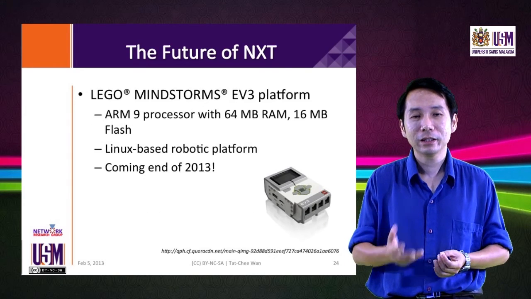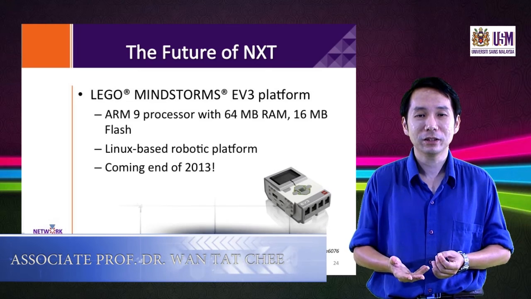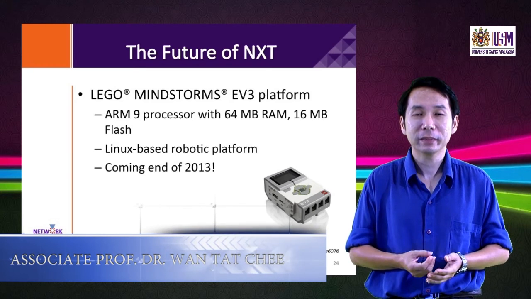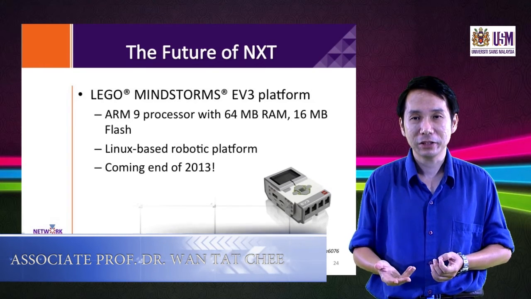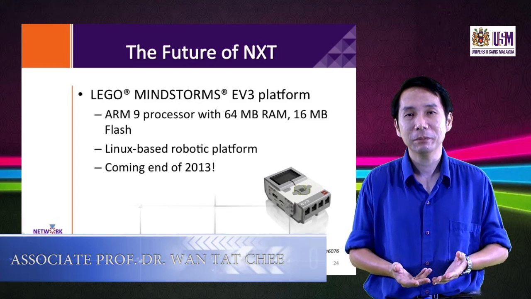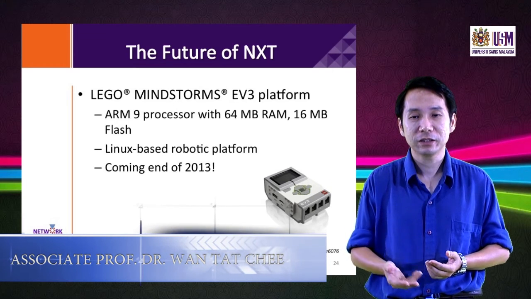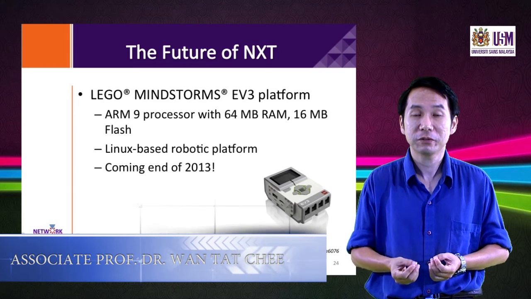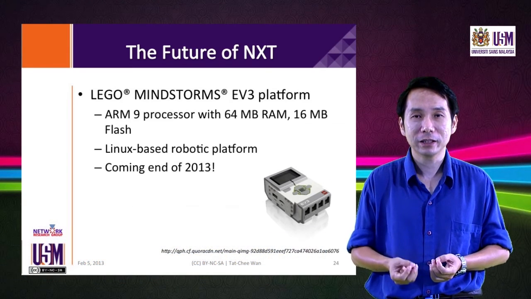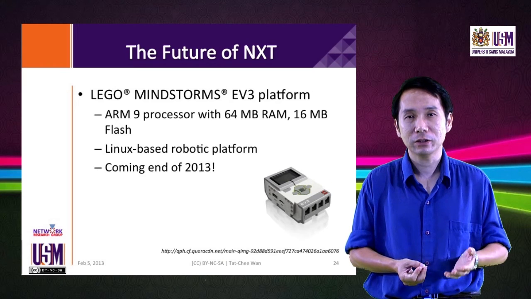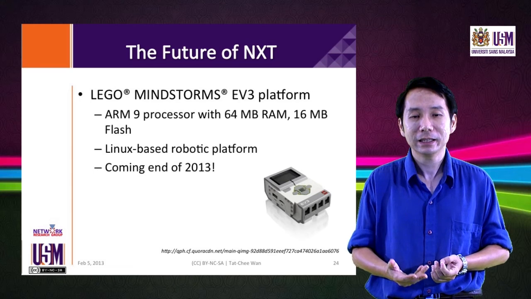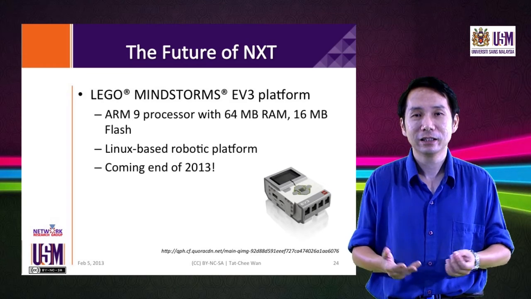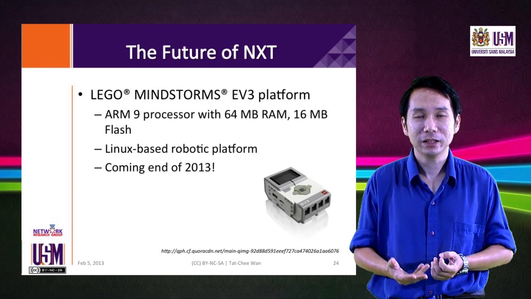However, LEGO has just announced the availability of a new platform called the LEGO MINDSTORMS EV3 platform. This next generation MINDSTORMS is based on the ARM9 processor, which has 64 MB of RAM and 16 MB of flash, which is enough for running a full Linux kernel and other software on top of it. So it is going to be a Linux-based robotic platform and is coming at the end of 2013. So we shall look forward to more exciting use of embedded systems in the future.